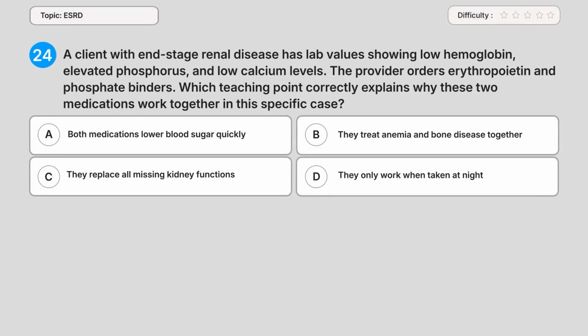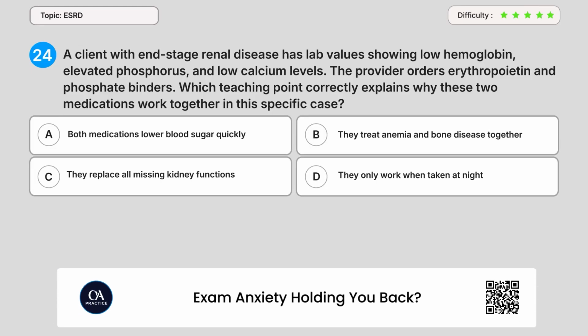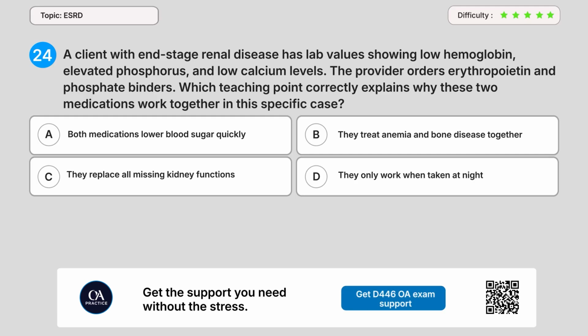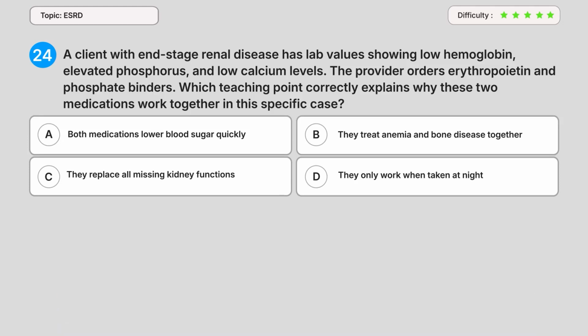24. A client with end-stage renal disease has lab values showing low hemoglobin, elevated phosphorus, and low calcium levels. The provider orders erythropoietin and phosphate binders. Which teaching point correctly explains why these 2 medications work together in this specific case?